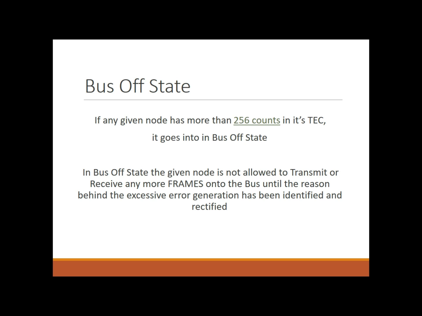Next, coming to the bus off error state. If the given node has more than 255 count and the transmitter error count goes into the bus off state. In the bus off state, the given node is not allowed to transmit or receive anything onto the bus until the cause behind the excessive error generation has been identified and rectified. So if it suddenly exceeds 255, how can you recover back to normal frame communication?